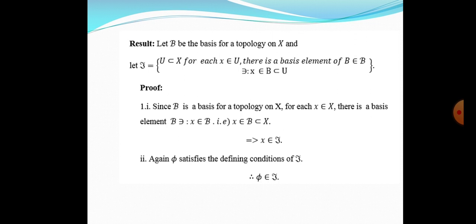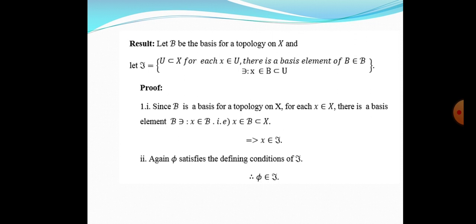So to prove it is a topology, what is our first condition? X should belong to tau, and empty set also belongs to tau. Okay. So if this first property is satisfied, then it is called a topological space. So first you have to verify empty set and X belong to tau.